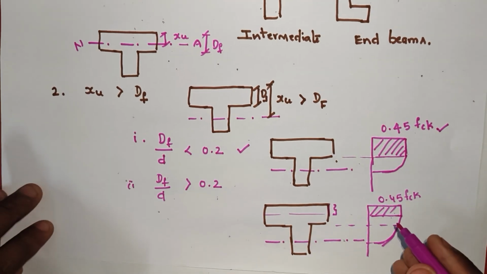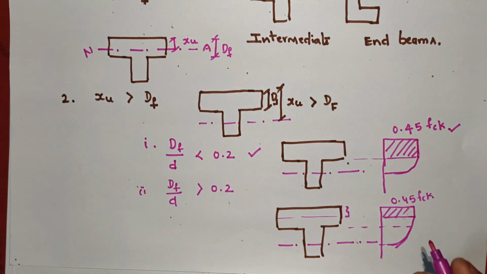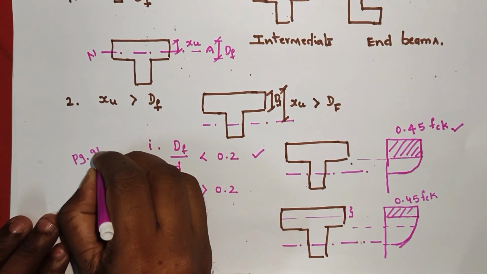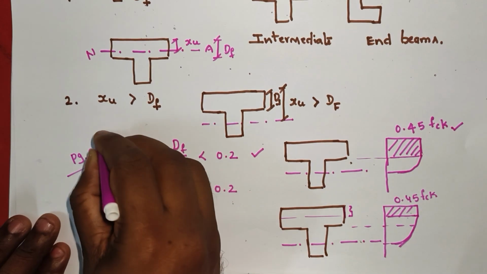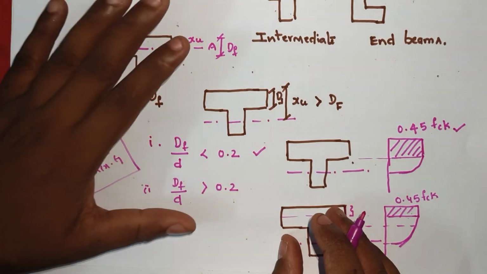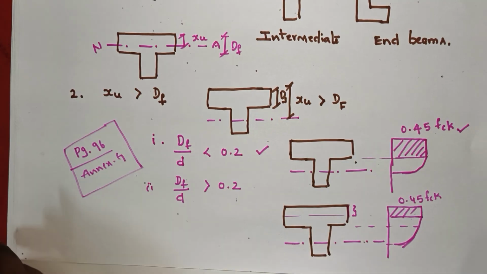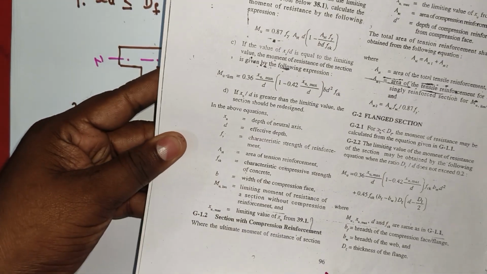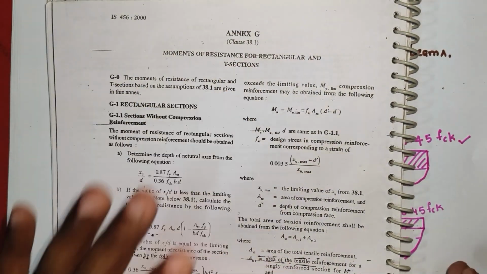Right? If you want to determine the moment of resistance, you can refer to page number 96, Annex G. Here you can get the equations for the analysis of flanged section. Okay, you can refer to page number 96, Annex G of IS 456.